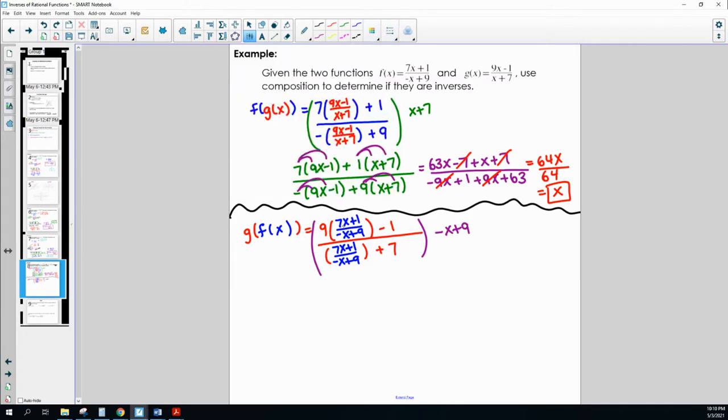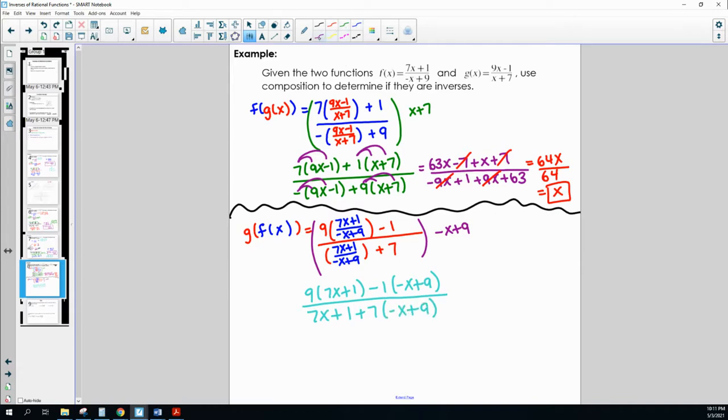Okay, so I'm going to multiply this negative x plus 9 to this first fraction, which will cancel with the negative x plus 9 in the bottom here. So we're going to have 9 times 7x plus 1. And then here, the negative 1, we have to multiply to the negative x plus 9. So we'll have negative 1 times negative x plus 9 over, and then same thing on the bottom. Negative x plus 9 is going to cancel with the negative x plus 9 in the bottom here. So we'll just have 7x plus 1. And then negative x plus 9 times the 7, we're going to have 7 times negative x plus 9.